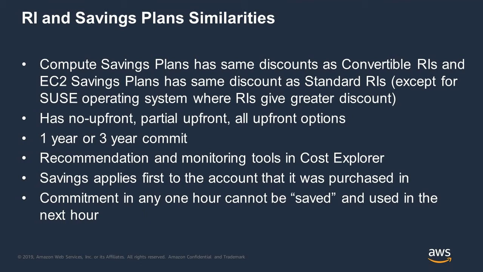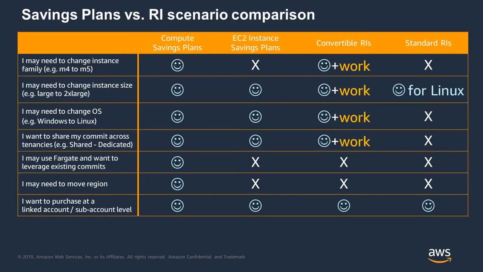And finally, the commitment you're making is at an hourly level for both RIs and savings plans. So you can't save commitment from 1 hour that was not used and try to use that in the next hour. The implication of this is savings plans and RIs are ideal for steady state type of workloads.